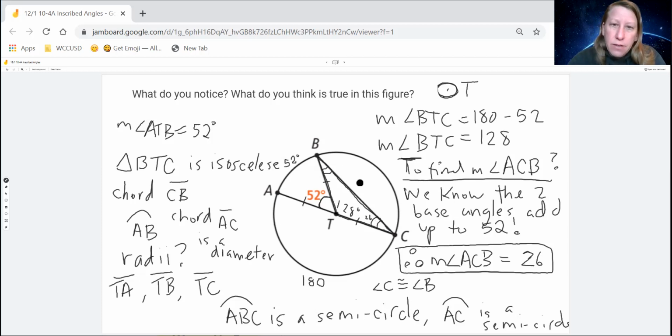Okay, that's a lot. We also know this arc. What's the measure of arc BC? It's the same as the central angle, which is 128. So I've pretty much solved everything I can on here. I found all the arc measures. I found all the angles in the picture. I can't find the chord lengths or the radii lengths because I don't know how big this circle is. We don't have any information about the lengths of anything.